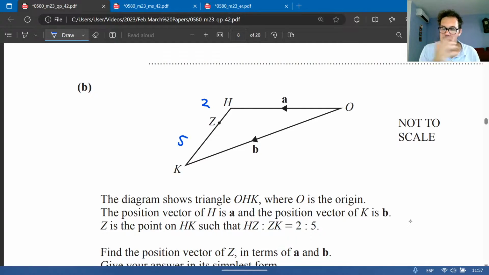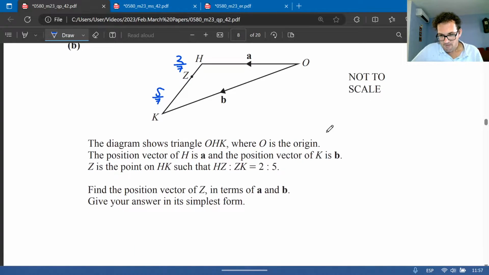Okay, that means that actually they have divided this line into how many parts? 1, 2, 3, 4. See? How many parts is that in total? 1, 2, 3, 4, 5, 6, 7. They've divided that line into 7 parts, and HZ is 2 of those 7 parts, and ZK is 5 of those 7 parts. So you can say HZ is 2/7 of the line, and ZK is 5/7. That's the ratio 2 to 5. That was very helpful, wasn't it?